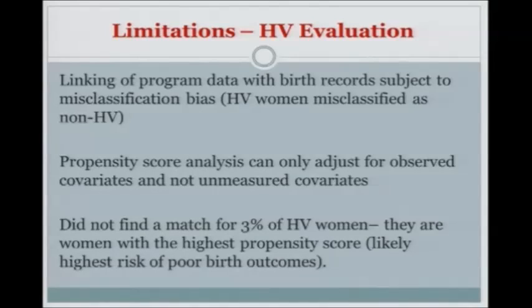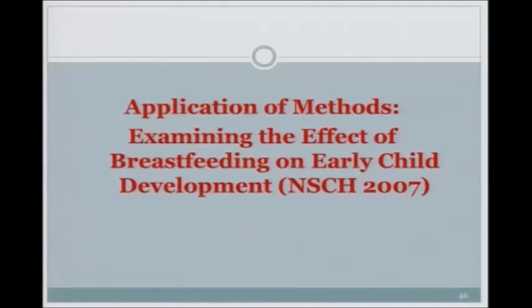Okay, but this is the huge limitation, is that it's only on measured confounding. And then we also didn't find a match for 3% of the home visiting women because they had the highest propensity scores. They were outside of common support. And so these are the women that probably had the worst birth outcomes too. So there may be an issue there, but 3% is actually pretty decent if you think about finding a match.